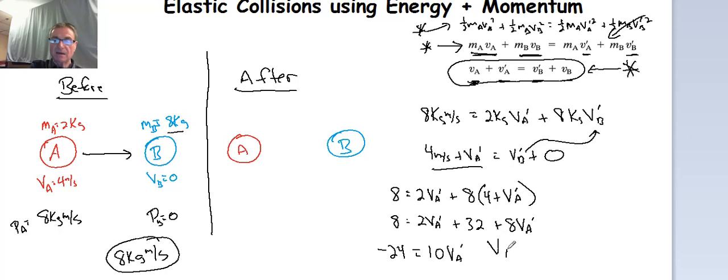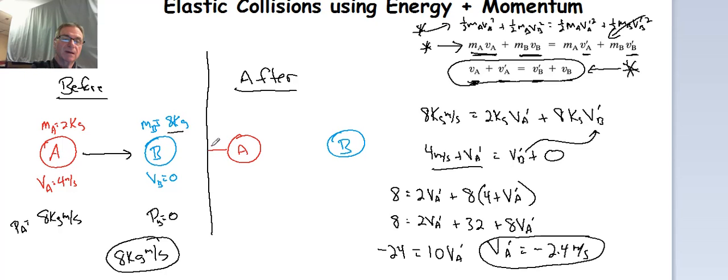So Va prime turns out to be negative 24 divided by 10, which is negative 2.4, and it's meters per second because it is velocity. So what's going to happen to ball A here? Well, it's going to hit ball B and bounce off of it. It's going to go in the opposite direction at negative 2.4 meters per second. Well, what's going to happen to ball B then? My guess is that ball B is going to go to the right.